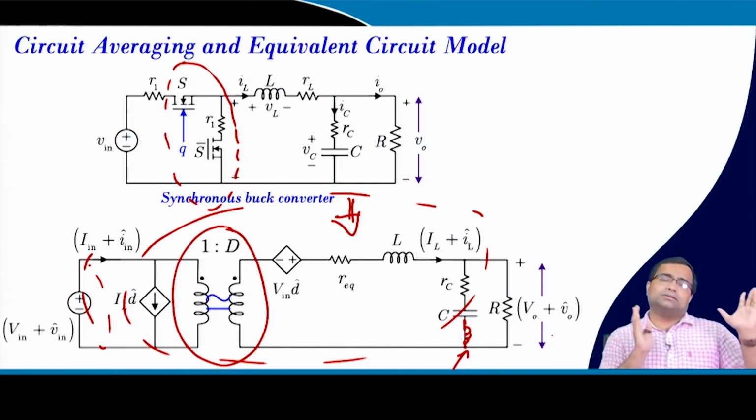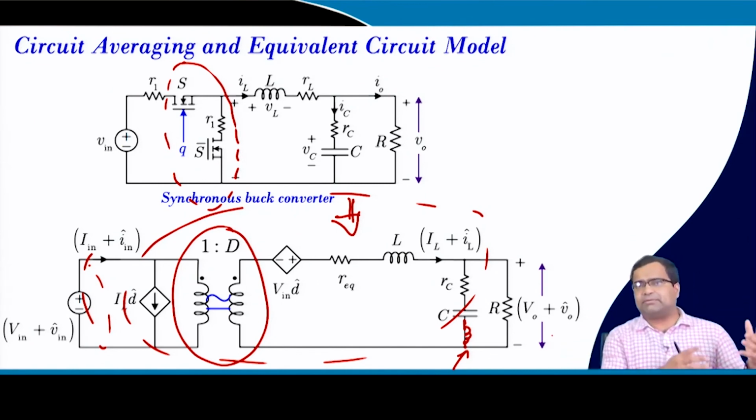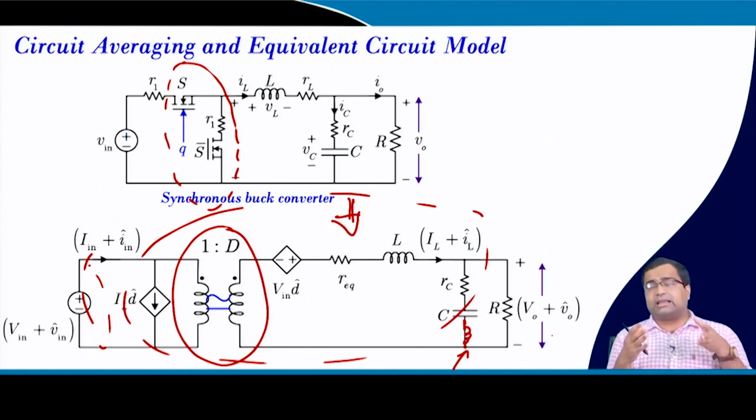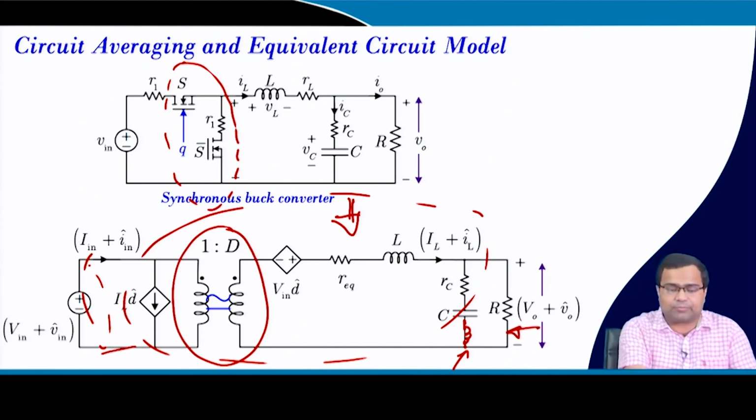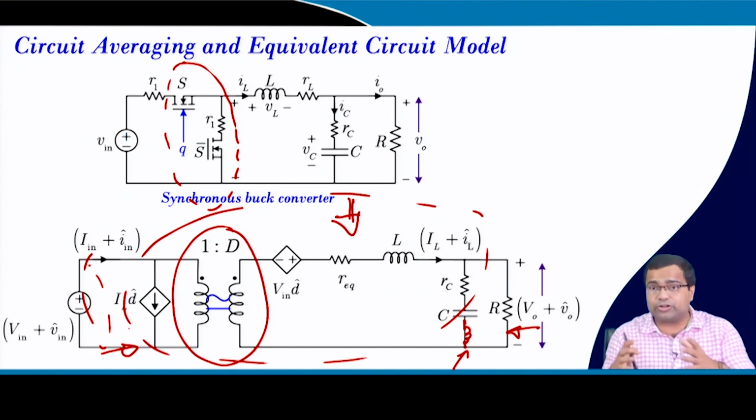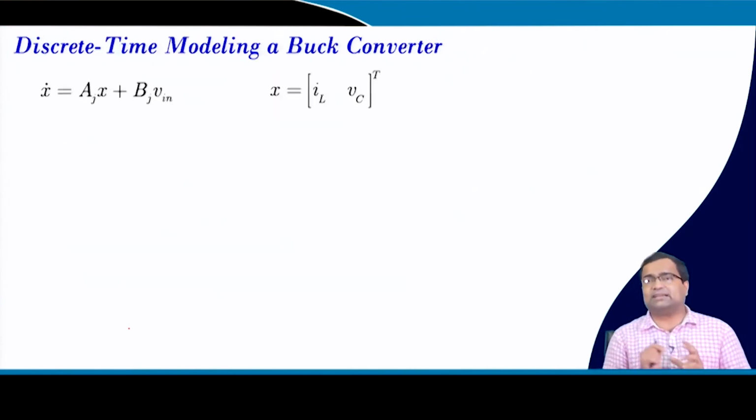So that means the state space model can be obtained from mathematical equation, which is also fine, but this method can give more physical insight in terms of output impedance, in terms of input impedance, in terms of audio susceptibility, control to output transfer function. So it will give more physical insight.